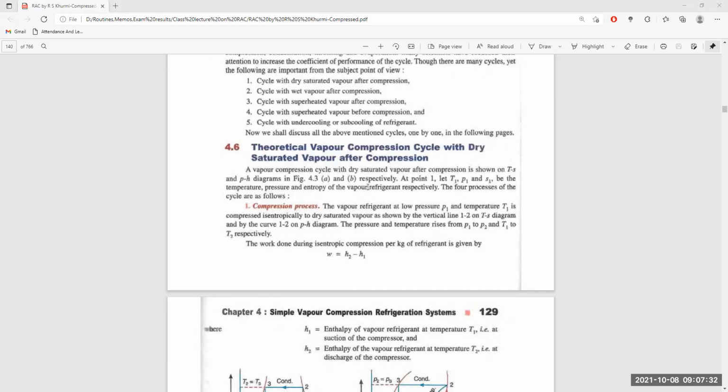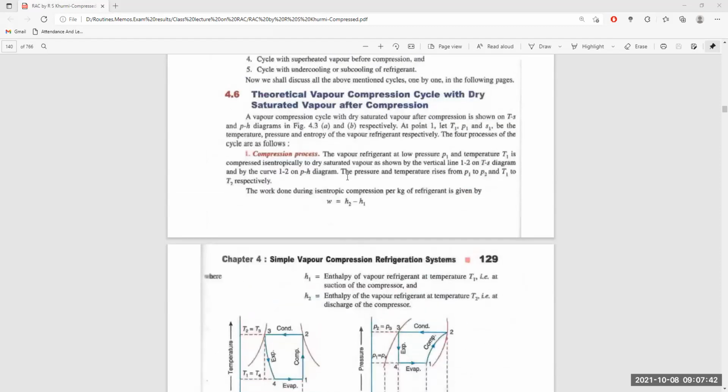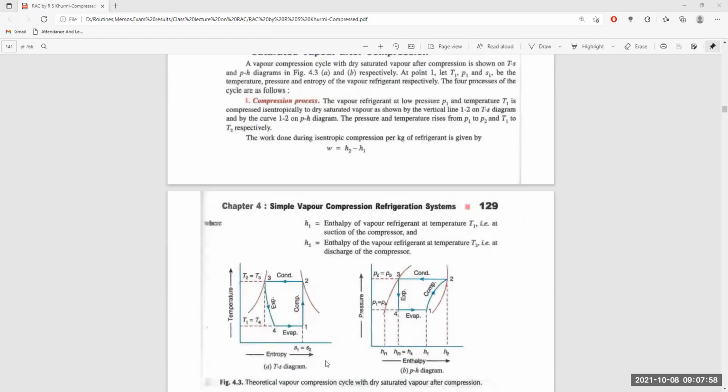First, we have to compare the TS (temperature-entropy) and pressure-enthalpy diagrams. Next, what we have done: the vapor refrigerant at low pressure is compressed isentropically to dry vapor, shown by the vertical line on the TS diagram and by the curve 1 to 2 on the pH diagram. The compression is a vertical, straight line in TS, and 1 to 2 is a curve in the pressure-enthalpy diagram, which represents the rise in temperature from 1 to 2 without any change in entropy.